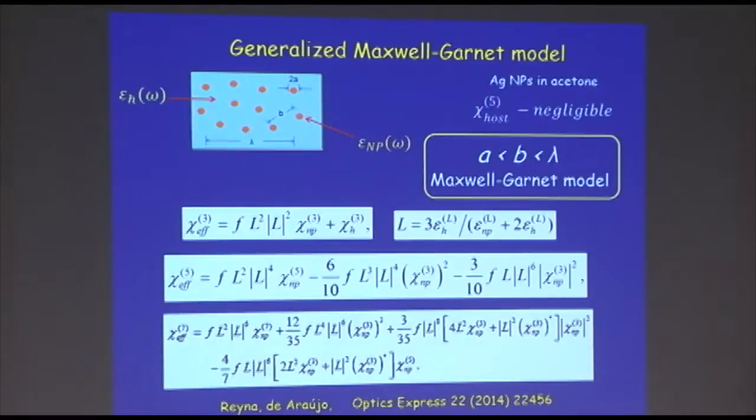But here you can understand why the real part of Chi3 can be 0, and the real part of Chi5 is not 0, just by looking here. For effective Chi5, you have a contribution from Chi5 of the nanoparticles, but you have also Chi3 contribution and the Chi3 contribution here. So you can have a 0 of the real part of Chi3, but you still have some contribution of a real Chi5. And you can have also the imaginary part of Chi3 contributing: although the refractive index associated to Chi3 is 0, the imaginary part is not 0. So you can have this Chi5 different from 0. And the same thing happens to Chi7.